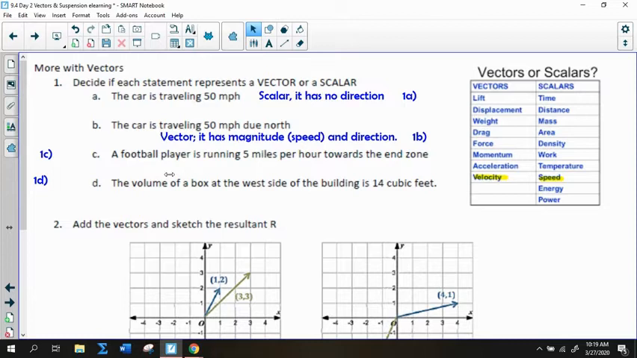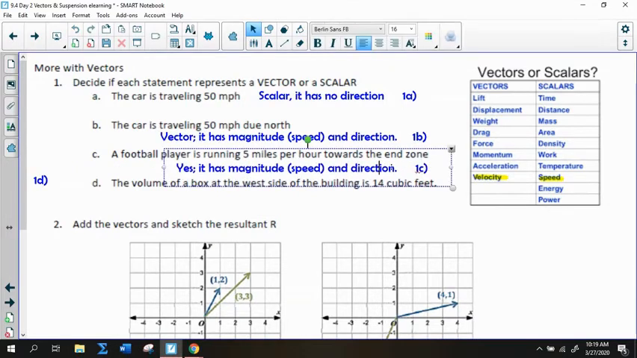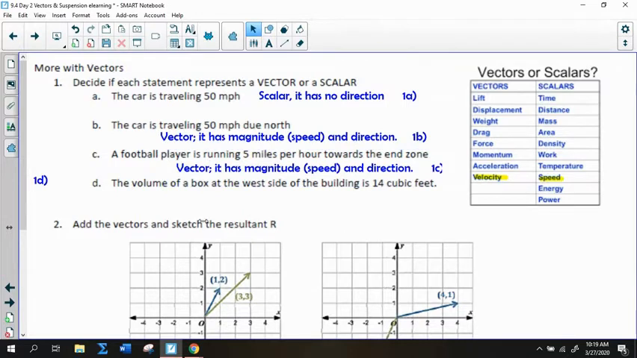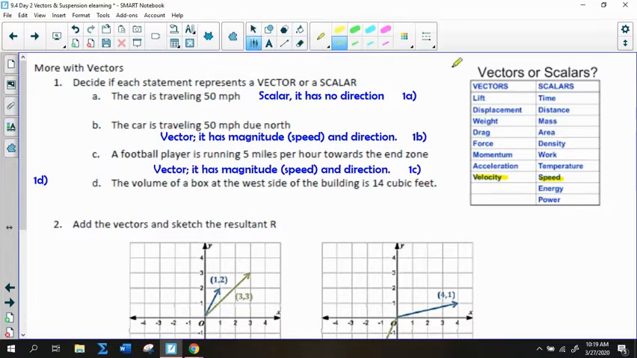All right, a football player is running 5 miles per hour towards the end zone. It's a little bit harder to figure out, but this one is a vector because it does have that speed of 5 miles per hour, and it is telling you the direction it's going in. It is saying it's going towards the end zone. And then finally, the volume of a box at the west side of the building is 14 cubic feet.